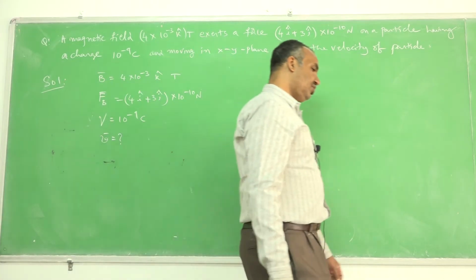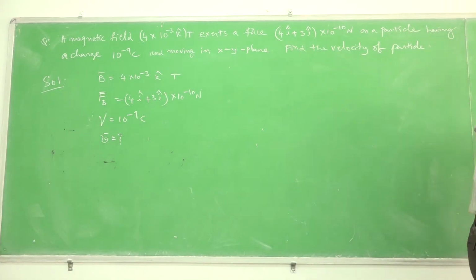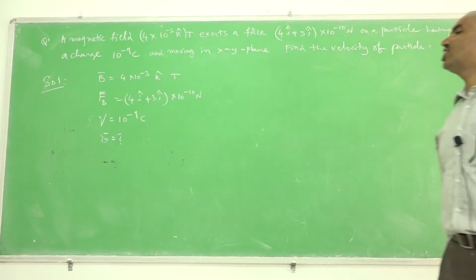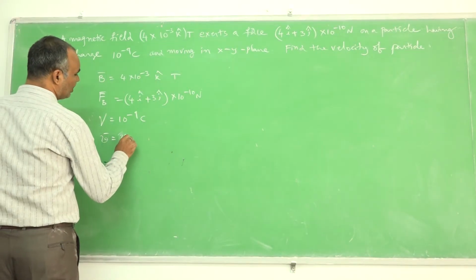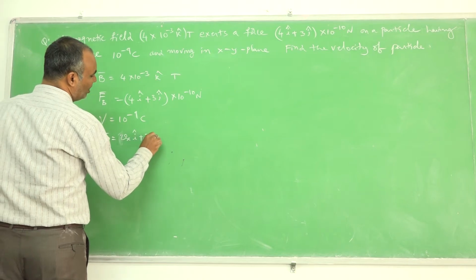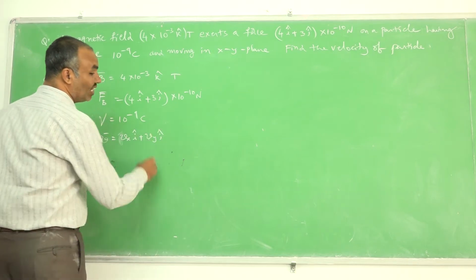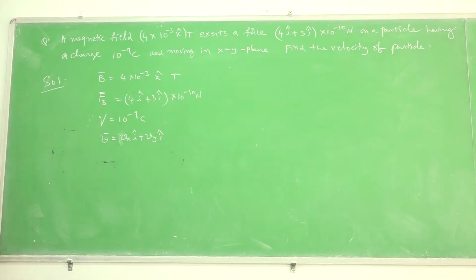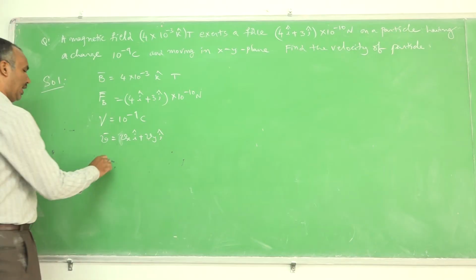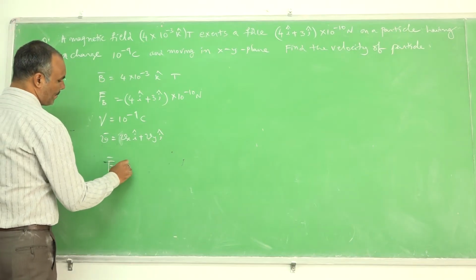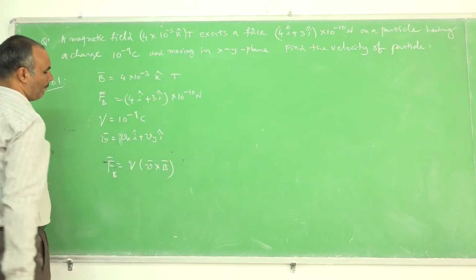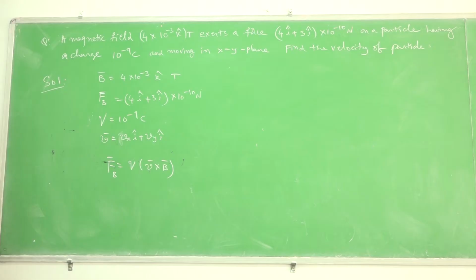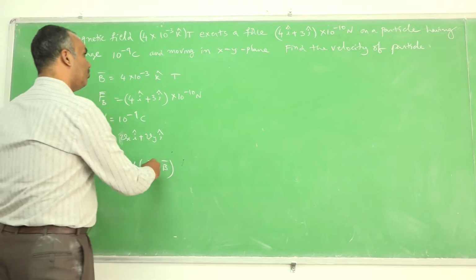What is the relationship between them? Particle is moving in which plane? Xy plane. Hence we can say velocity of the particle as Vx i cap plus Vy j cap. There is x component as well as y component. Force due to magnetic field is given by Q into V bar cross B bar. First let me calculate V bar cross B bar.